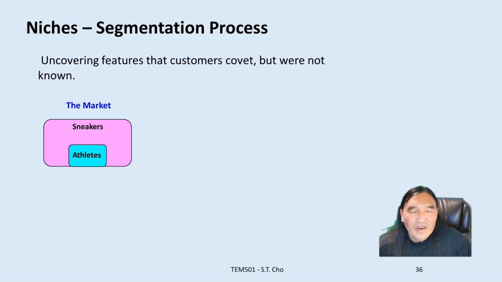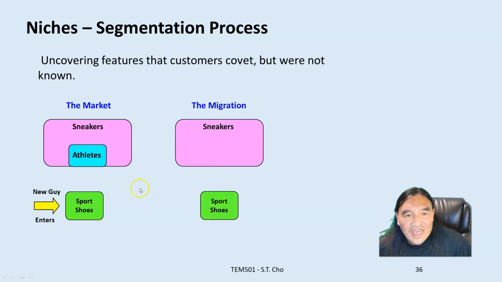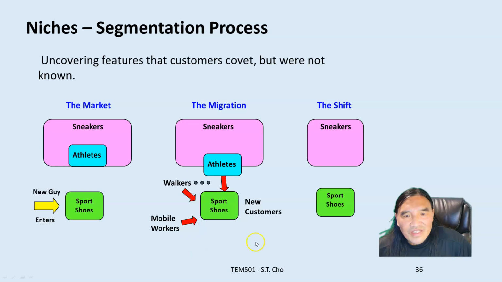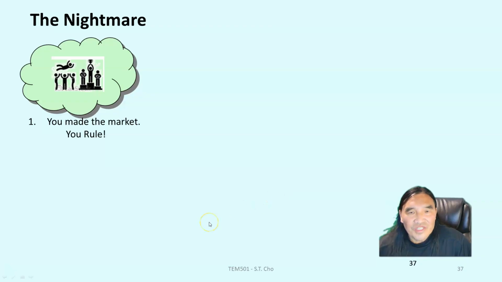An example of niches is sneakers. And within that sneaker market were athletes. So someone came along called Nike and made sports shoes. And so what ends up happening is the athletes move away from the sneaker market because they like the specialty sports shoes. Other people also get interested in it. And then what ends up happening is the sports shoe market grows and the sneaker market gets smaller. But your customers have shifted.